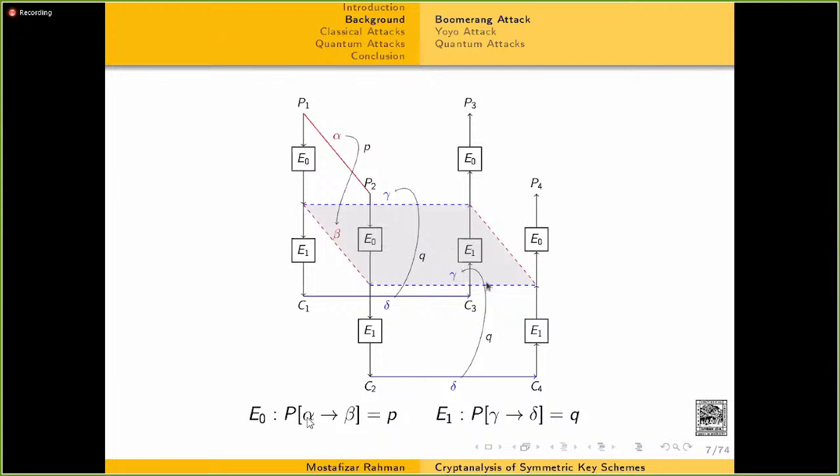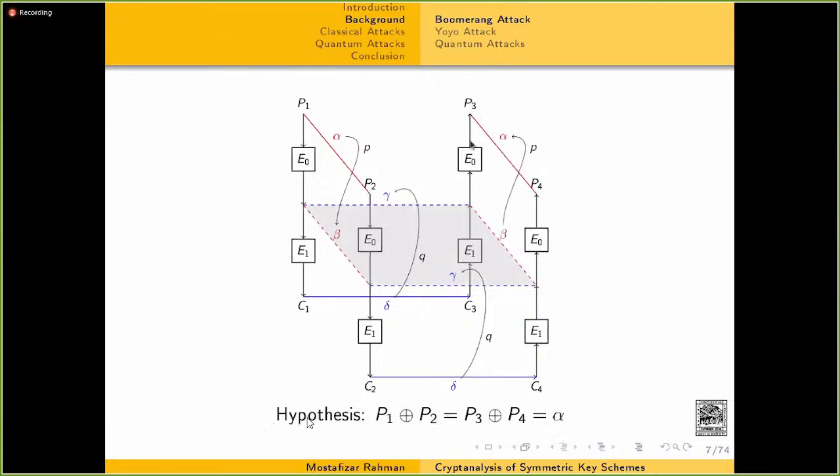And in this scenario at this boundary, we know that this difference should be beta. And again, with some probability, here the alpha difference will come. So essentially, that is what we are trying to do here. We give a pair of plaintexts P1, P2 with alpha difference, and by following this procedure, we are trying to get a pair of plaintexts with difference alpha. Now these two pairs of plaintexts, P1, P2, P3, and P4, form a quartet.